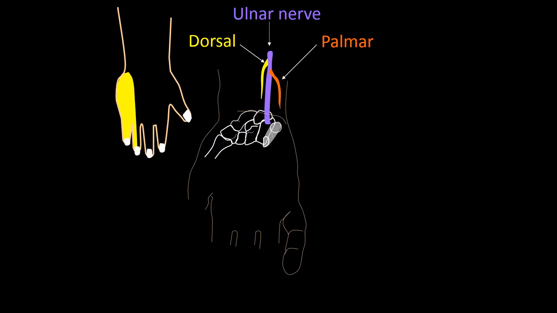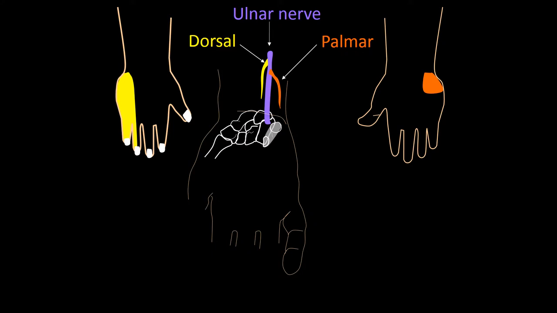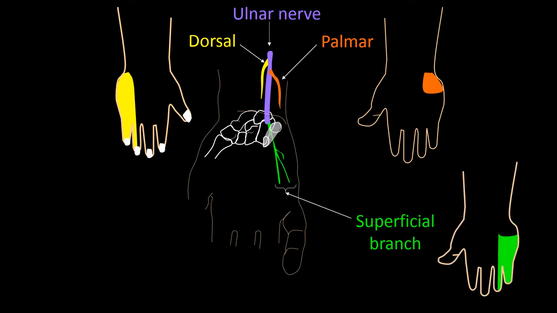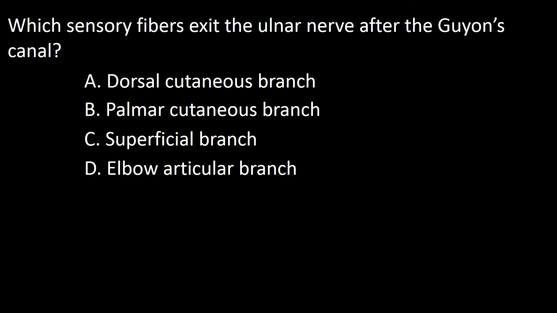The palmar branch, which innervates just the proximal region of the palm on the ulnar side of the hand, and the superficial branch that goes for the rest of the ulnar palmar region, the fifth finger, and the ulnar side of the fourth finger, all the way to the tips. This branch also goes for a muscle. The muscle is called the palmaris brevis. So the answer to this question is C.